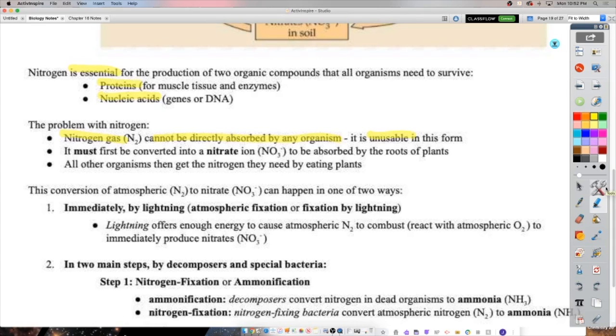However, it can be used if first it's converted into a nitrate ion. So there's our first of our compounds we need to keep an eye out for, NO3 minus. Okay, nitrate. And then if it's nitrate, plants can absorb it. Once again, it all comes back to plants, right? Plants are able to absorb nitrate ions, and then everything else, like you and me, get the nitrogen they need by eating plants, or eating the thing that ate the plants, or eating the thing that ate the thing that ate the plants. You know the drill by now, right?